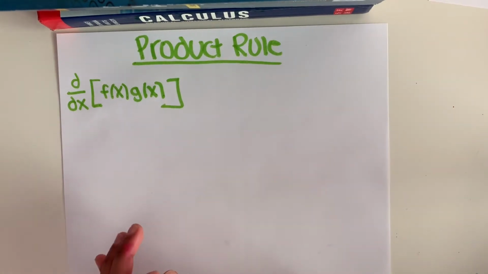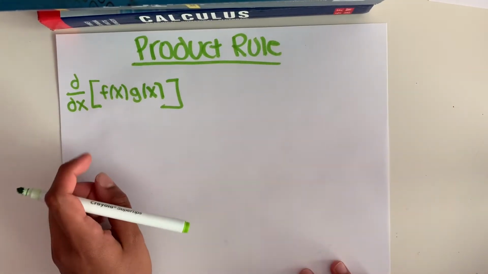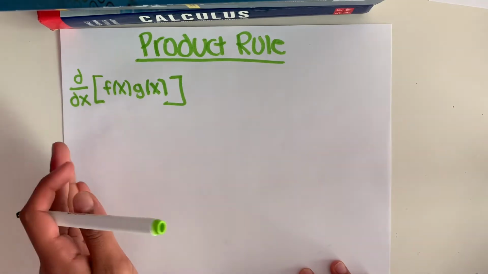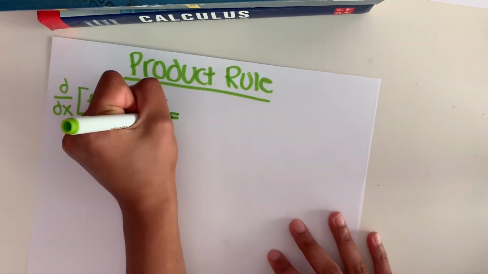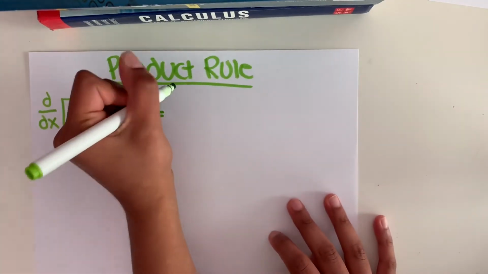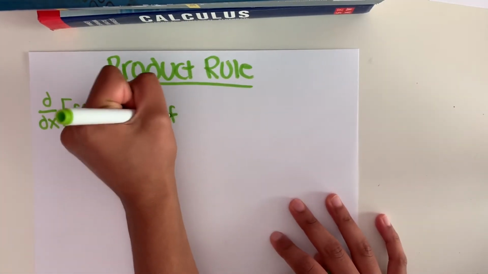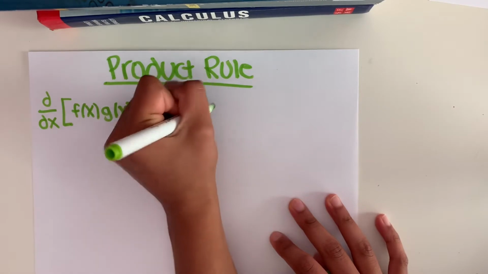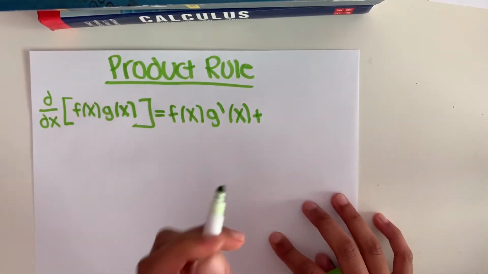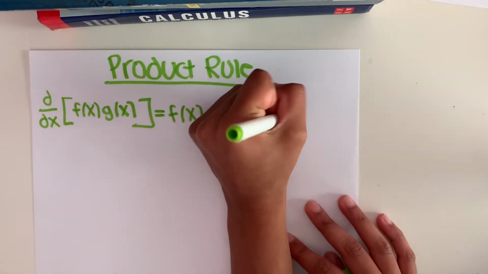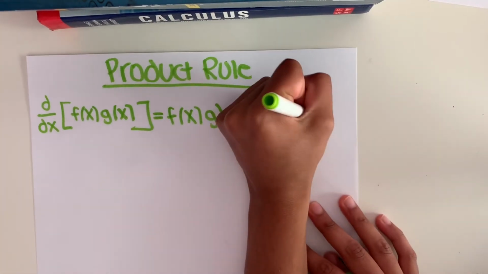So the product rule states that, let's say this is the given problem, it asks you to find the derivative of f of x times g of x. So the derivative would equal the first original function times the derivative of the second function, plus the derivative of the first function times the second function.